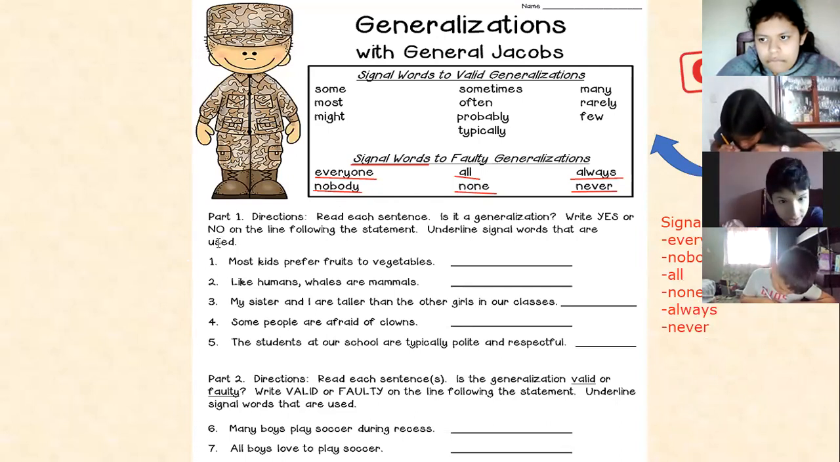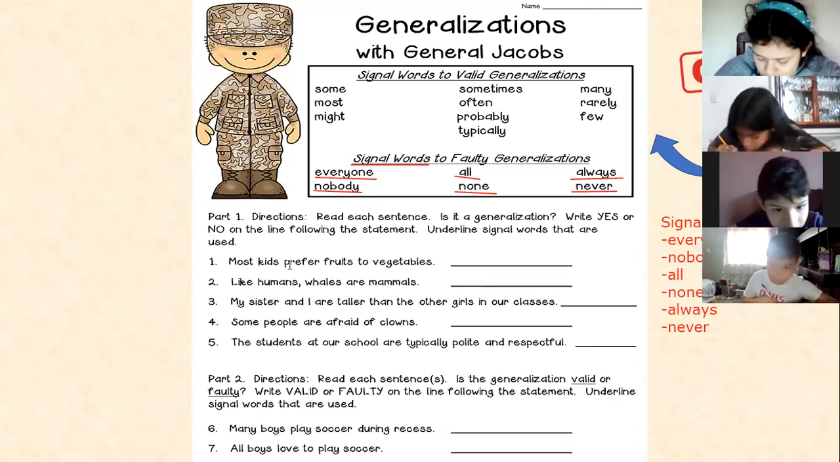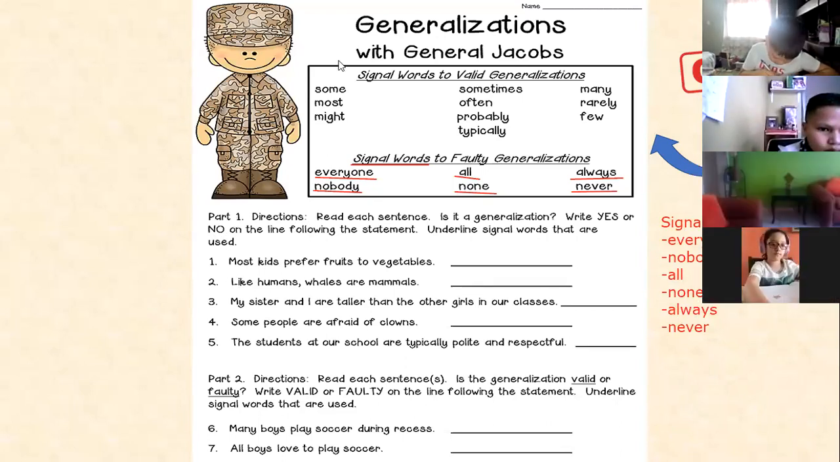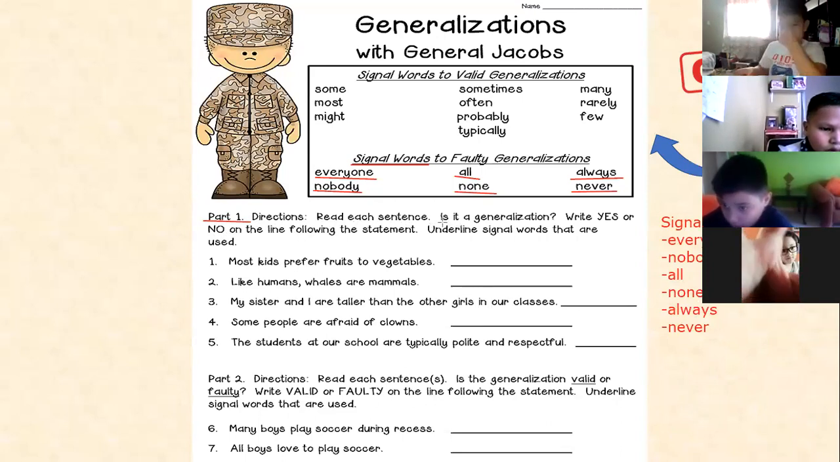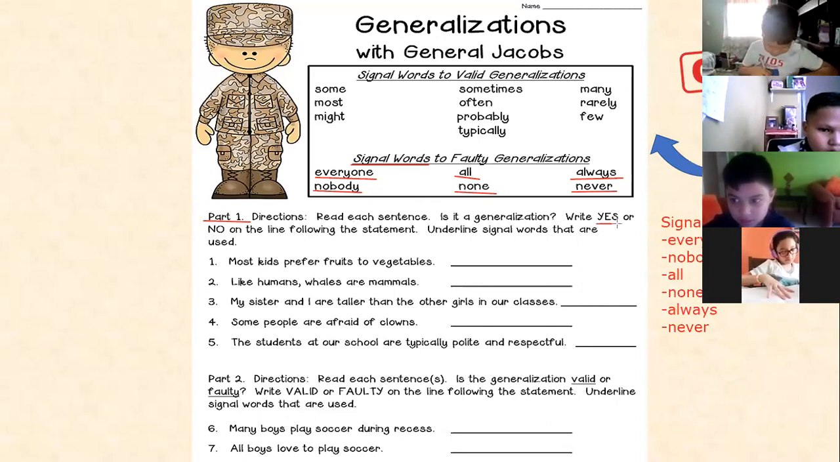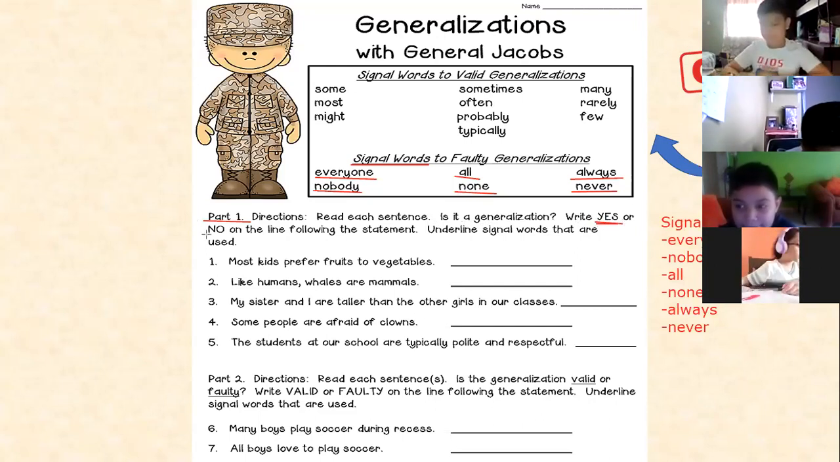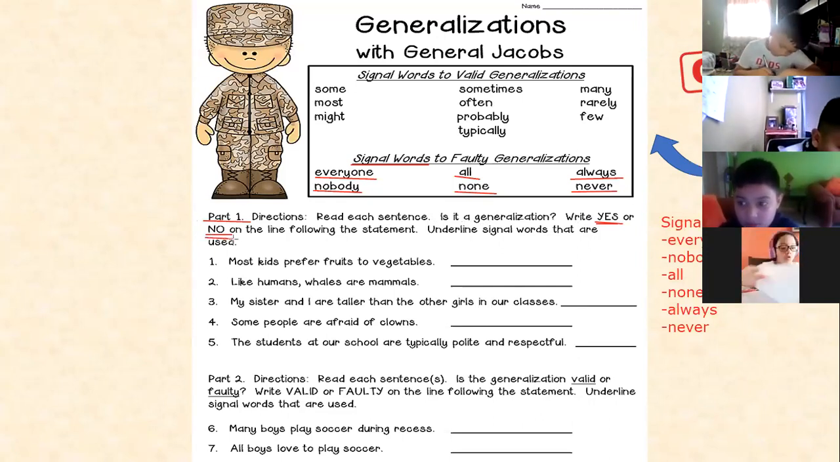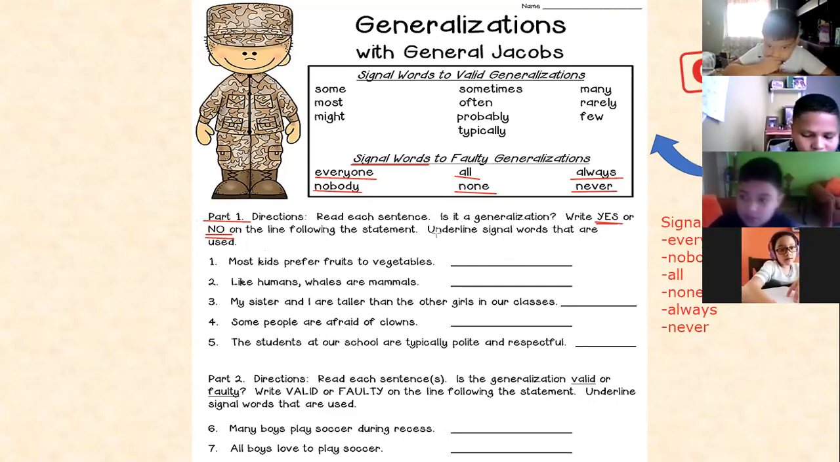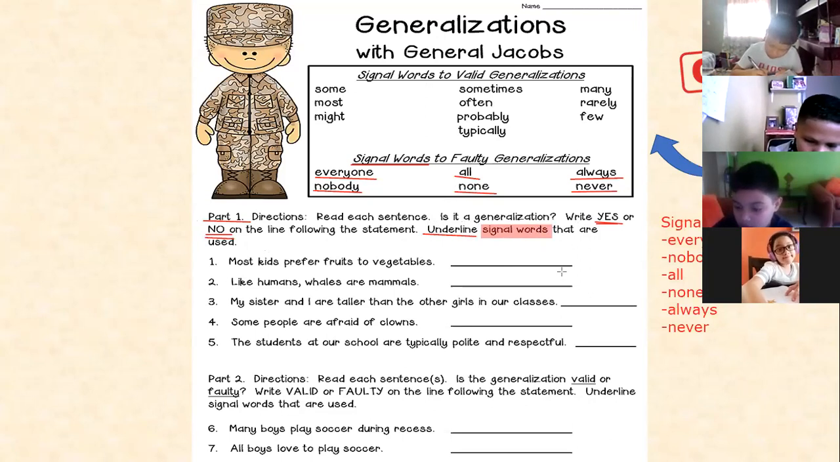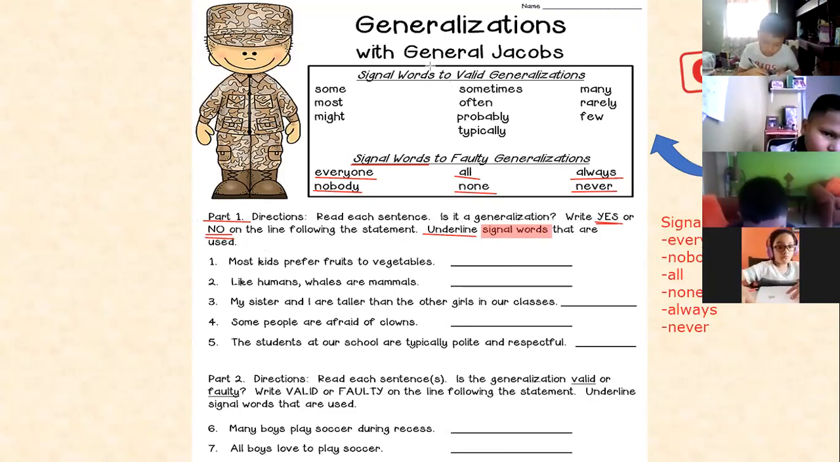Okay. Now let's do these exercises. Part one. Directions: read each sentence. Is it a generalization? We have to write yes or no on the line following the statement. No, you don't have to copy the exercise. Just help me out and pay attention, please. Then we have to underline the signal words that are used. We have the list of signal words here. So that's what we have to do.